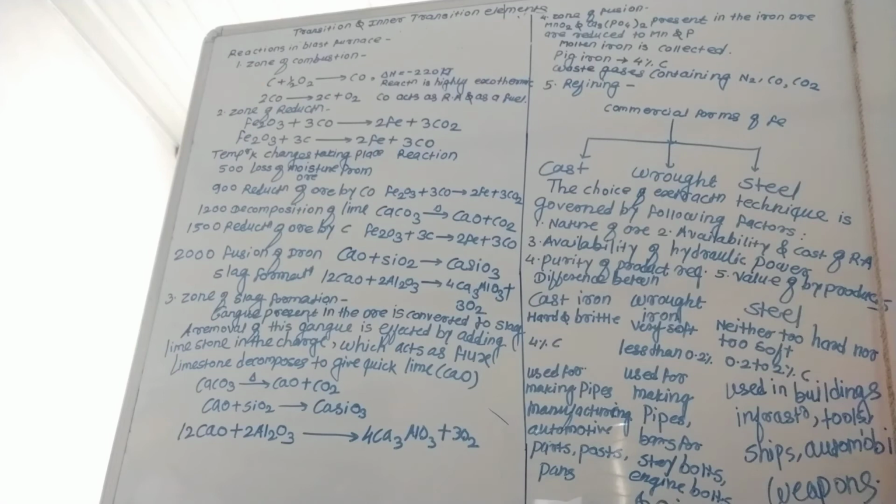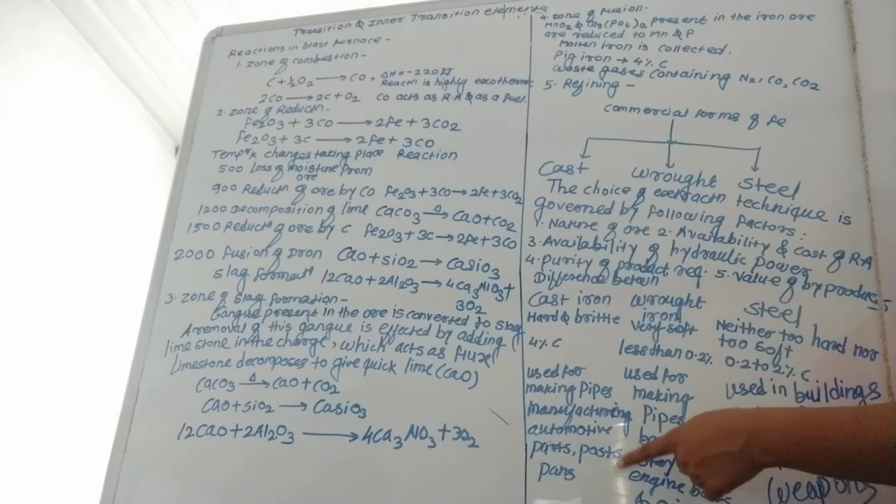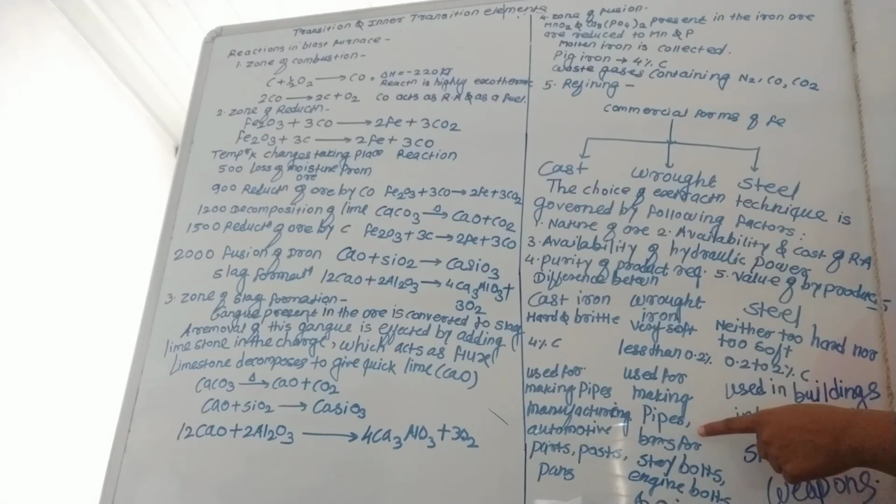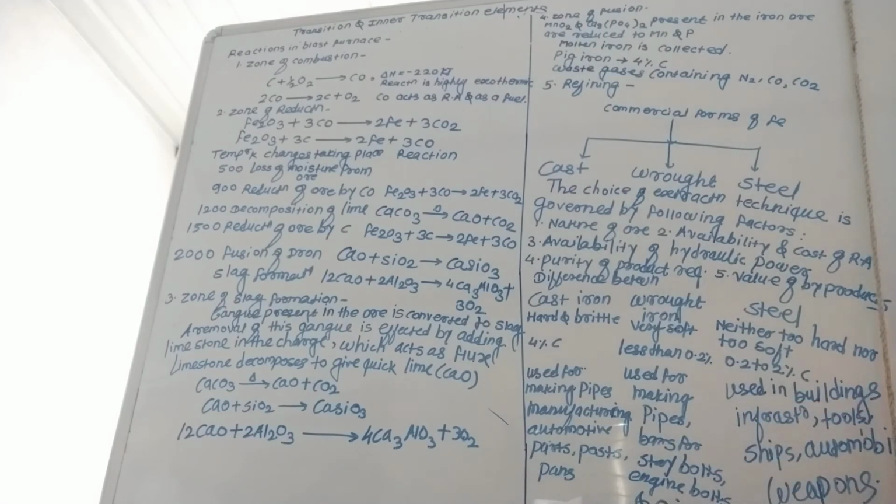What is the use of cast iron? It is used for making pipes, manufacturing automotive parts, pots and pans. Must remember the uses of cast iron. Then what are the uses of wrought iron? Making pipes, bars for stay bolts, engine bolts and rivets. What are the uses of steel? It is used in buildings, infrastructure, tools, ships, automobiles, and in weapons.